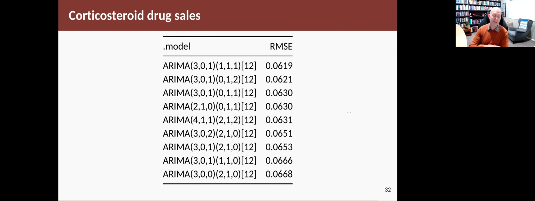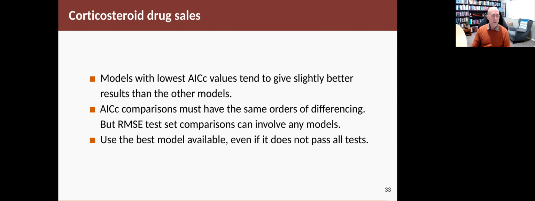So then you have to make a decision. Which of these models are you going to use? So I'm going to take the second one here because it was the best one based on AICC statistics on the training set, on the whole data set, and it's the second best one, very close to the best one on the test set. So it does pretty well everywhere. Thing to notice about that table is that models with low AICC value also tend to give better results when you do out-of-sample testing. Makes sense.